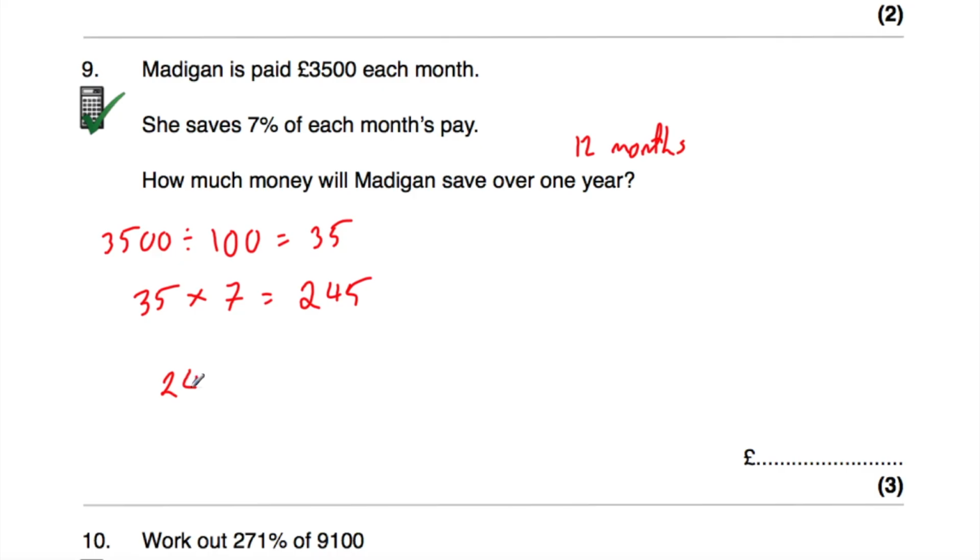And then if we take 245 and multiply that by 12, because there are 12 months in a year, that is equal to £2,940. So that means that Madigan saved £2,940 over the whole year.